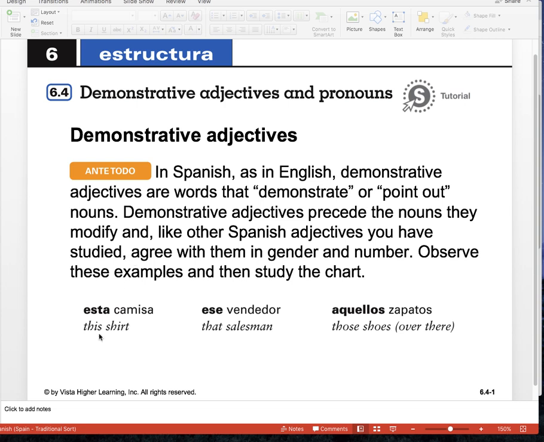So look at these examples. We see esta camisa. And also notice the pronunciation. We're not saying esta camisa. We're saying esta camisa. Ese vendedor. And here, of course, you have the English. Aquellos zapatos. All right, so there's three. This, that, and those over there.